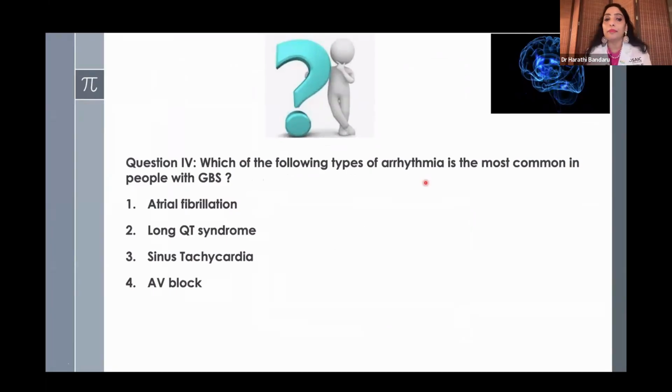Question number 4. Maybe I didn't talk about this, but you can guess it. Which of the following types of arrhythmia is most common in Guillain-Barré syndrome? There is a 25% chance of winning if you try, because you have only 4 options. Option A, AF. Oh, that's a very good try, but that's not it. More simple. Long QT syndrome. Oh no, you have 2 more options only.